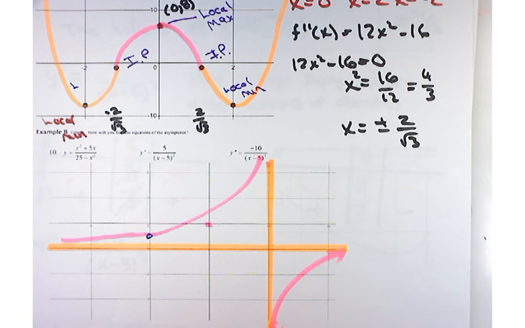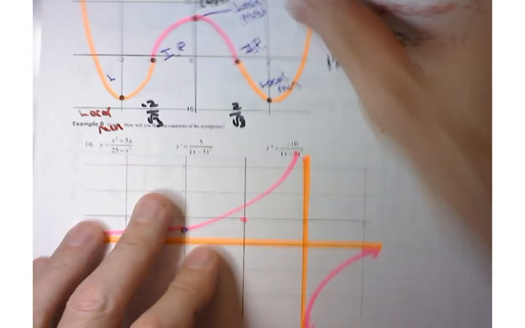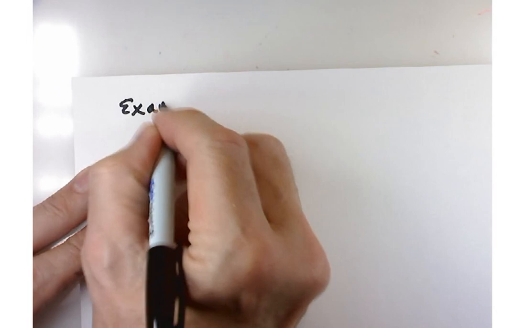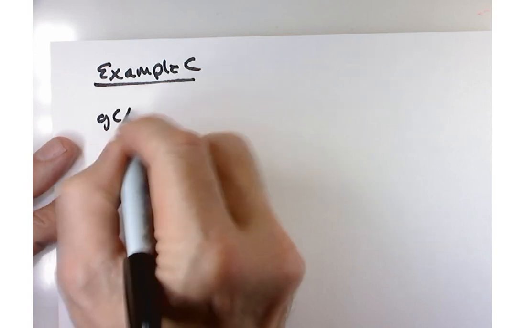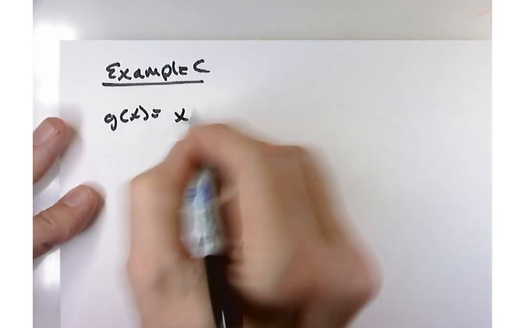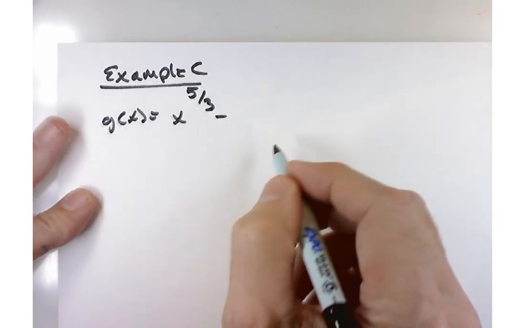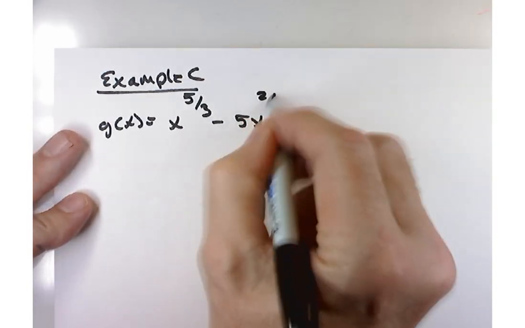All right. I'm not going to do it, but I am going to show you one last little thing about, say, a problem like C. And you've maybe finished off C at home. The challenge with C is playing around with the derivative. So example C. G of x is x to the 5/3 minus 5x to the 2/3.